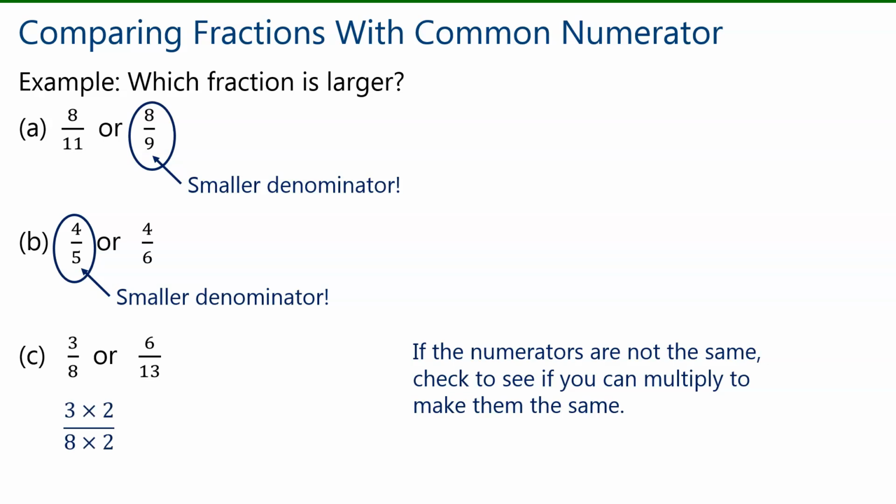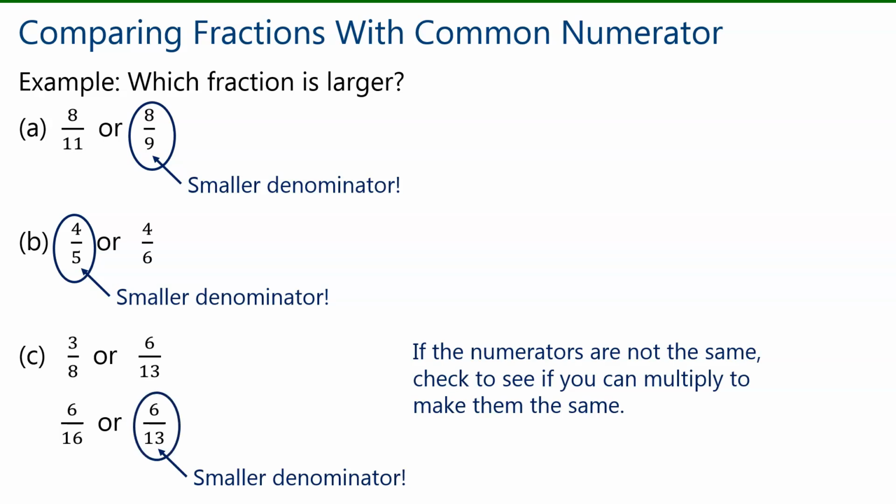Now I can't just multiply 3 by 2, I've got to multiply 8 by 2 as well. And when I do that, I get 6 over 16. Now since we created equivalent fractions here, we're really going to compare 6 over 16 with 6 over 13, because they both have common numerators. Now 13 is smaller, meaning we will circle the fraction on the right.